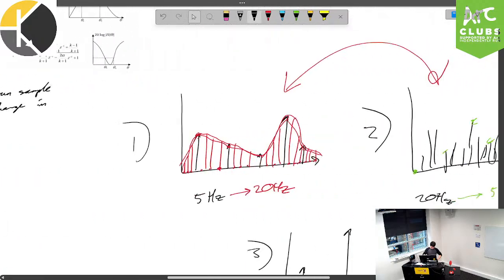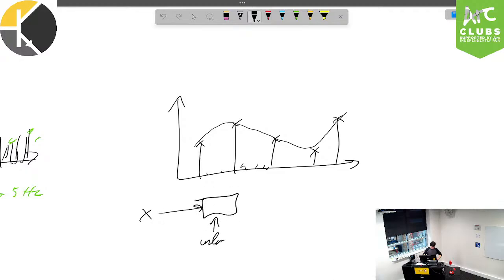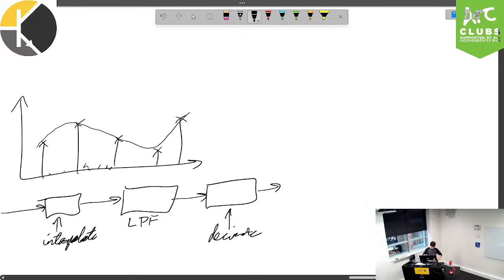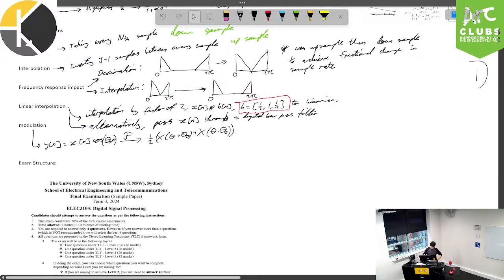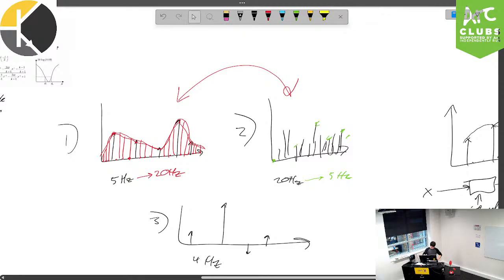And typically, what you would do is you do the interpolation process. I'll just draw it as a diagram. X goes into a box, interpolate, goes into another box, which would just be a low-pass filter. And then if you want it back again as X, we would decimate. It's a very cool word to use. And we'd get X back out, okay? That's just how we would go through things. All right, so that is decimation and interpolation pretty much covered, and especially within the cases of 1 and 2.